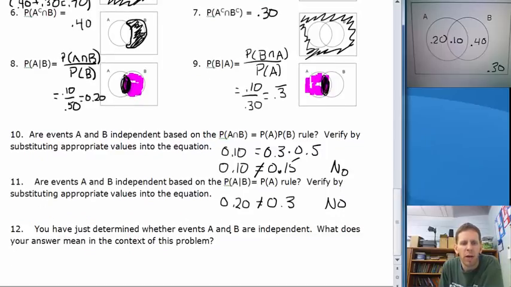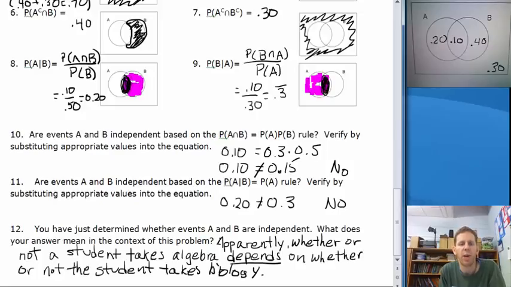You've just determined whether A and B are independent, and we've just established that no, they are not. What does this answer mean in the context of our problem? Well, in the context of the problem, we're wondering if taking algebra and taking biology are independent events. Apparently, based on our results here, whether or not a student takes algebra depends on whether or not they take biology.